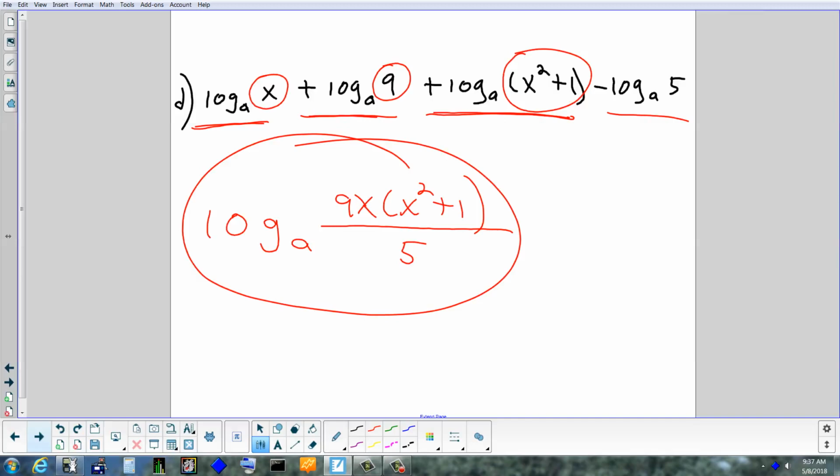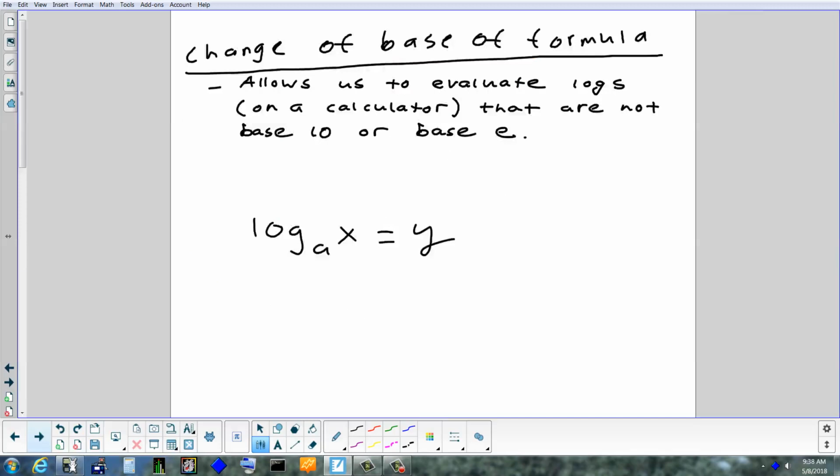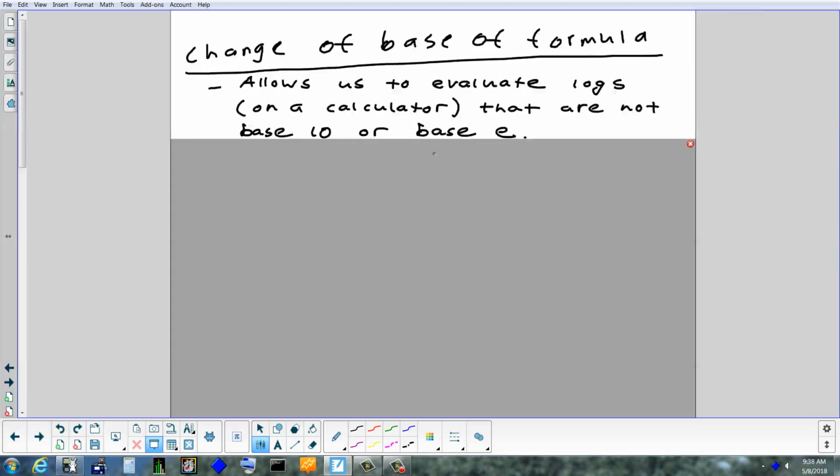Okay, any questions on that? As far as recombining, that's as bad as it could really get. All right, so let's look at the last thing, which is on the calculator. And it's called the change of base formula.